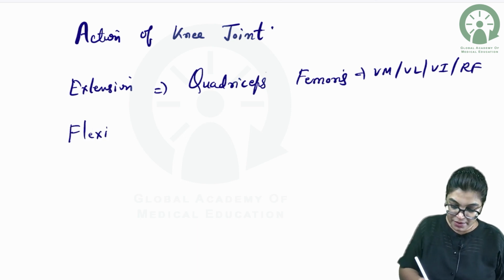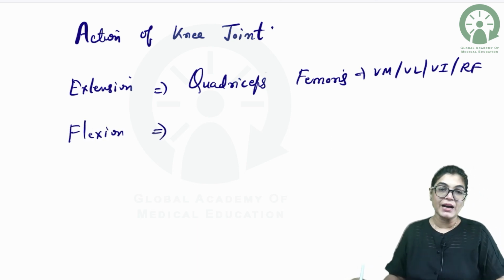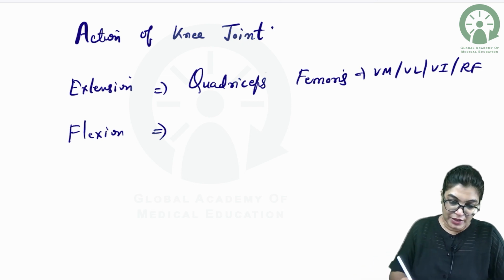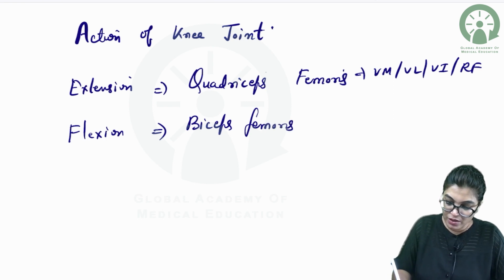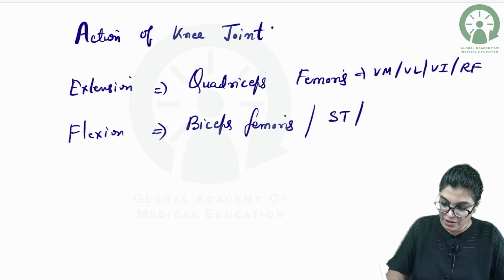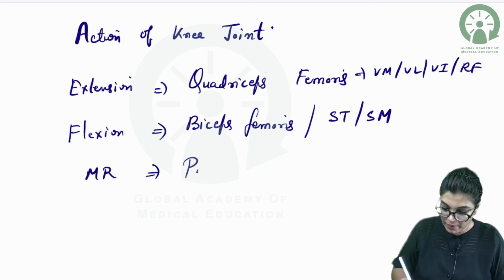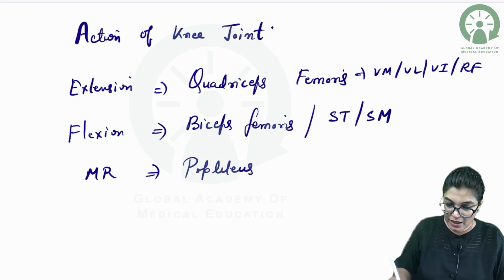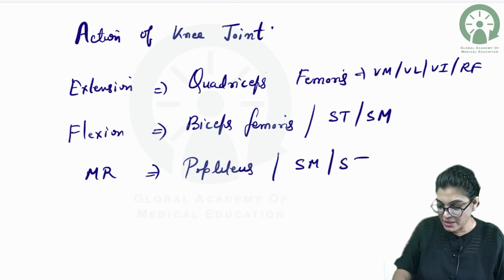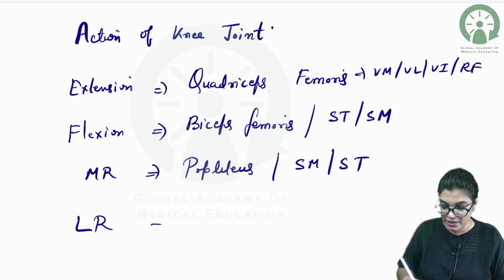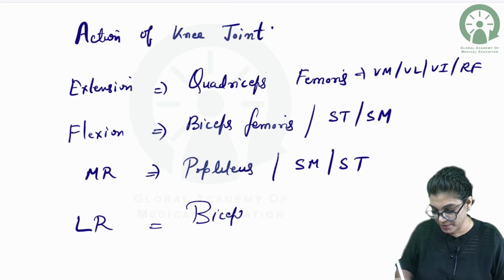Flexion of knee is done by the posterior back muscle of the thigh: biceps femoris, more by the long head, semitendinosus, and semimembranosus. The medial rotation of the knee is done by popliteus muscle along with semimembranosus and semitendinosus, and lateral rotation of knee is done by biceps femoris muscle.